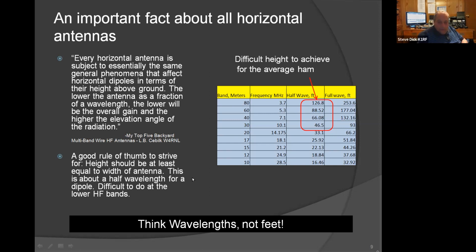But a good rule of thumb to keep in mind is that if you could pull it off, height should be at least equal to the width of an antenna. And when you're doing that, you get a good radiation pattern because it's a half wavelength high for a dipole. And again, it's difficult to do with the lower bands, but do the best you can. So think in wavelength, not in absolute feet. The relative percentage of wavelength above ground is what's important.